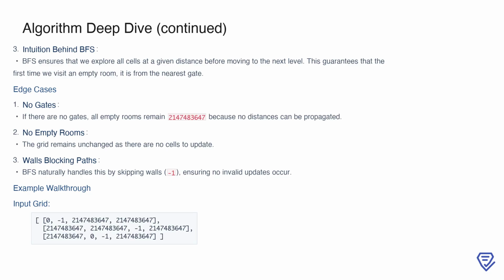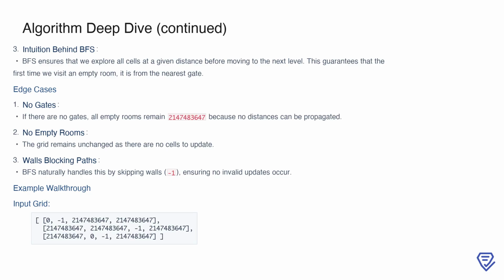There are also several edge cases to consider. If there are no gates in the grid, no distances can be propagated, so all empty rooms remain as 2147483647. If there are no empty rooms, the grid remains unchanged since there are no cells to update. Finally, if walls block paths, BFS naturally handles this by skipping walls, ensuring that invalid updates do not occur.